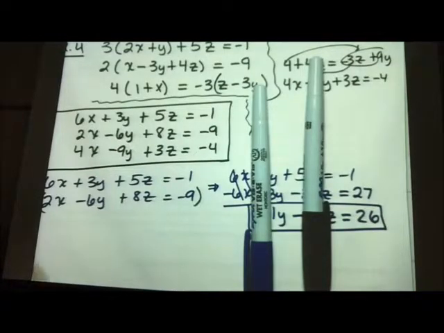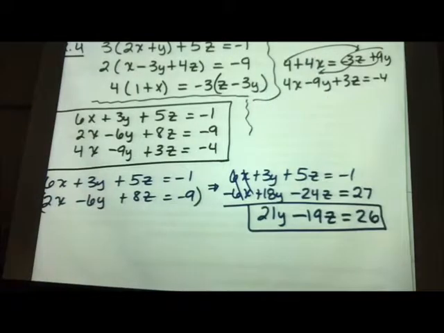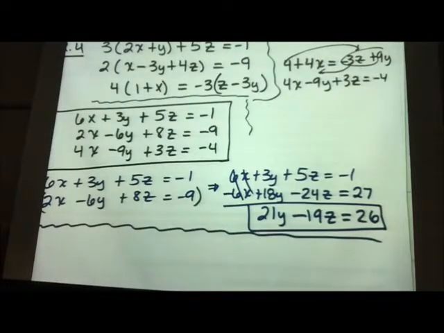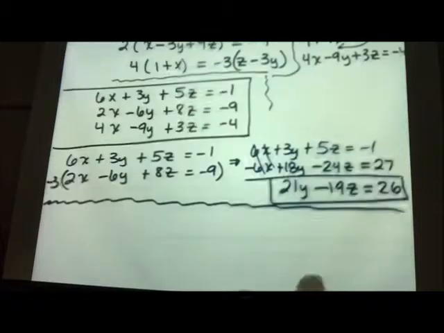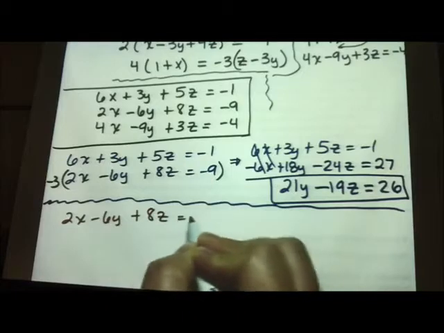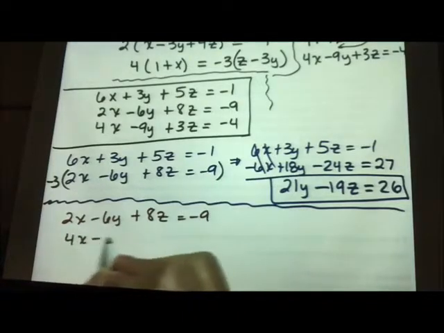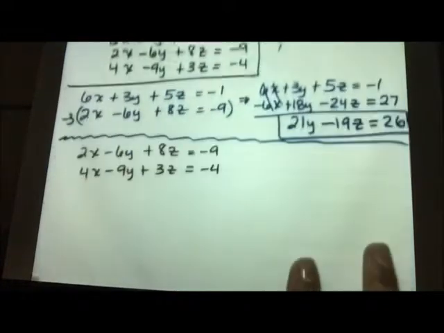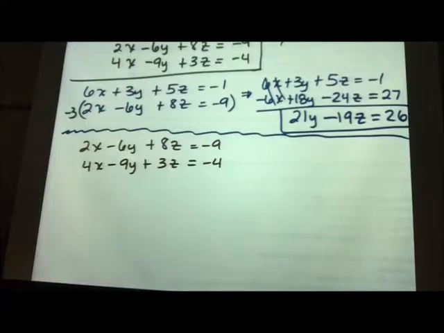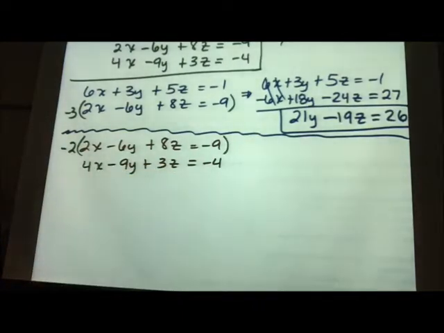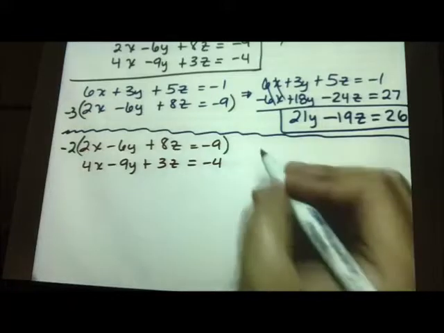So let's continue. Now remember we have to take the second two equations, equations 2 and 3. So equation 2: 2x minus 6y plus 8z equals negative 9. 4x minus 9y plus 3z equals negative 4. So we're looking at eliminating the same variable, which is x. In order to eliminate x here, I would have to multiply the top one by a negative 2. So let's go ahead and multiply the top one by a negative 2.